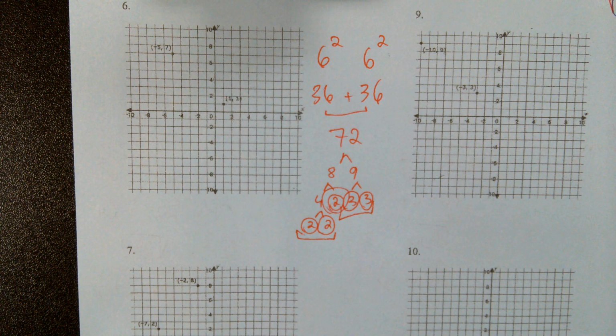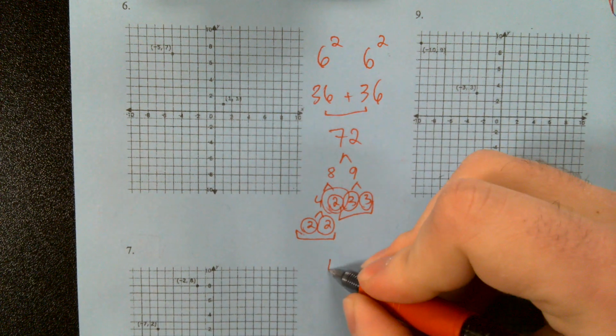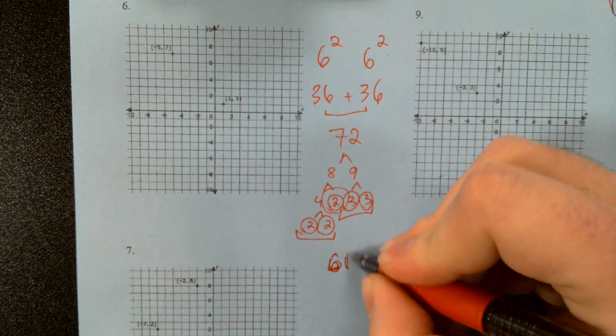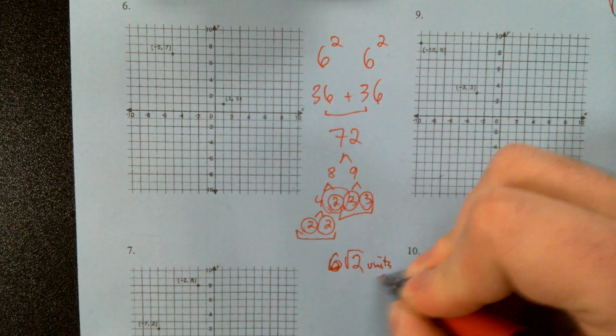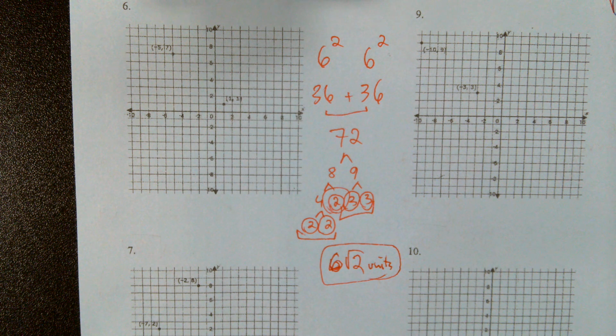That 2 and that 3 that we bring out of the square root are going to multiply in front, giving us 6 root 2 units. Right? 6 root 2 units.